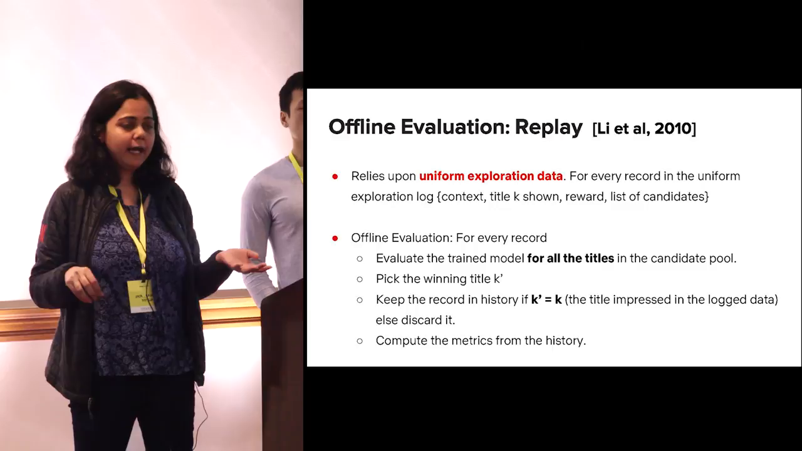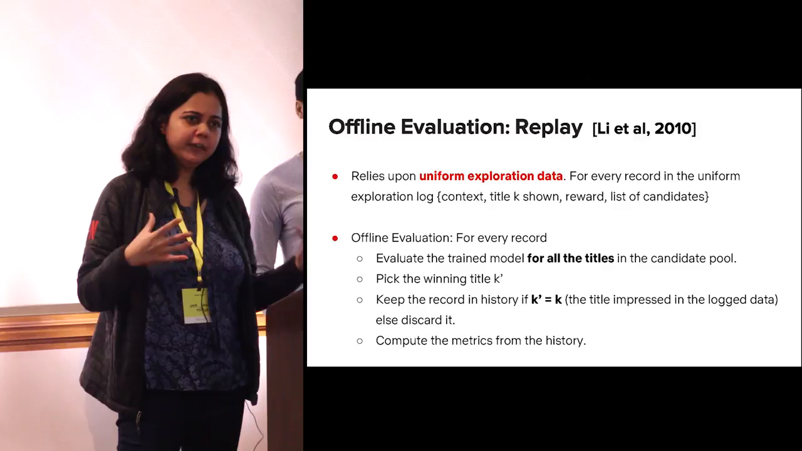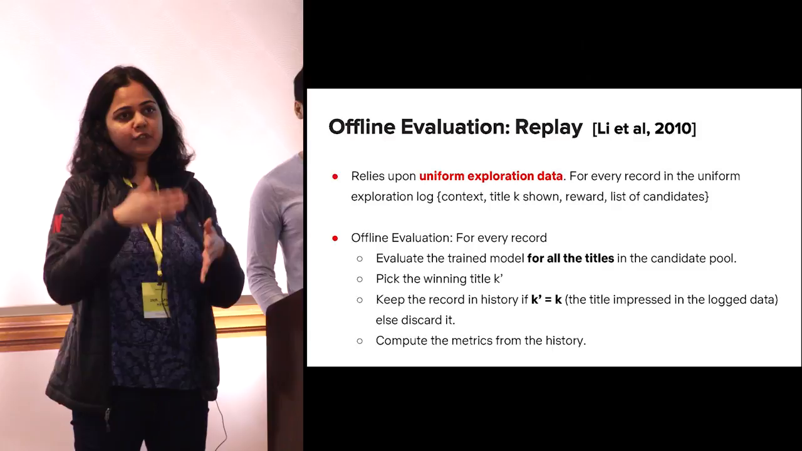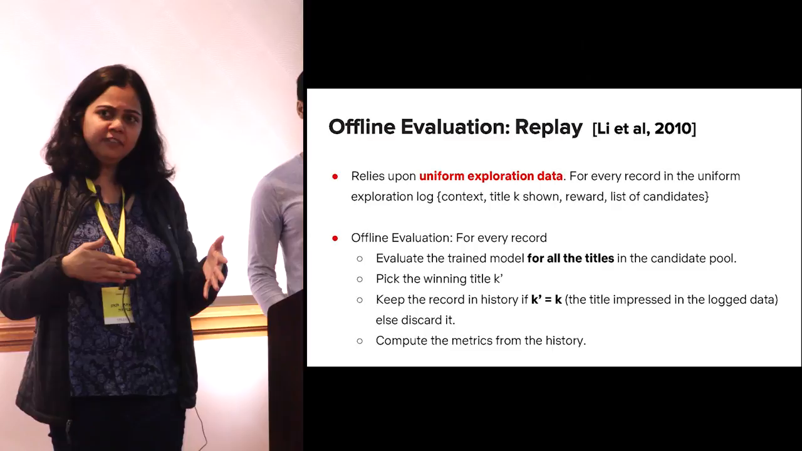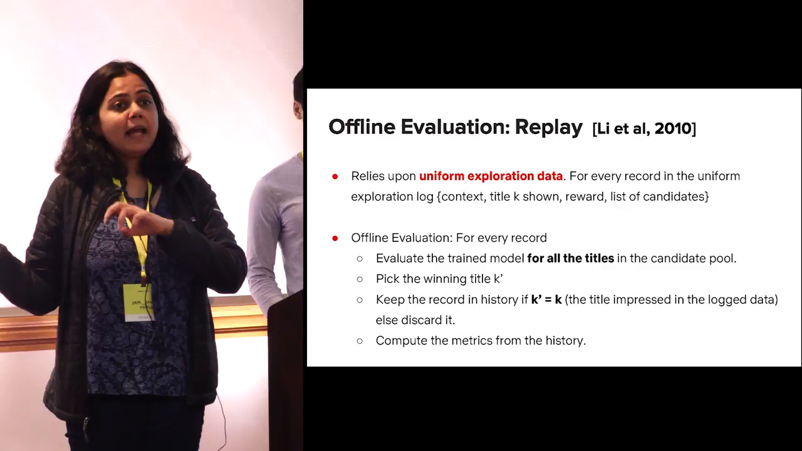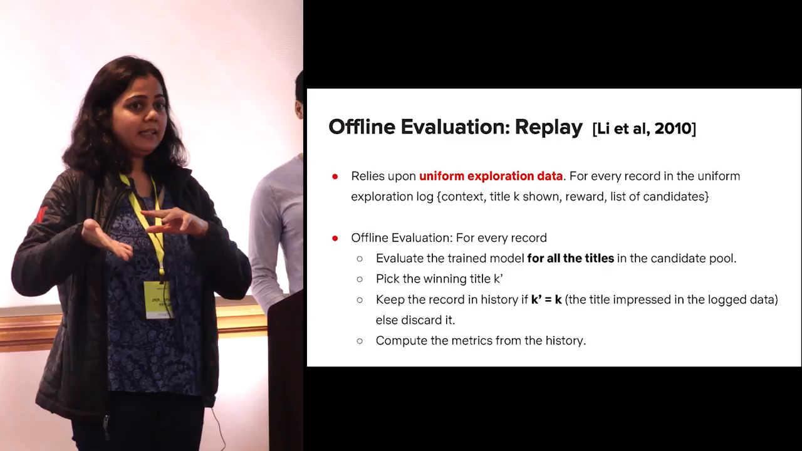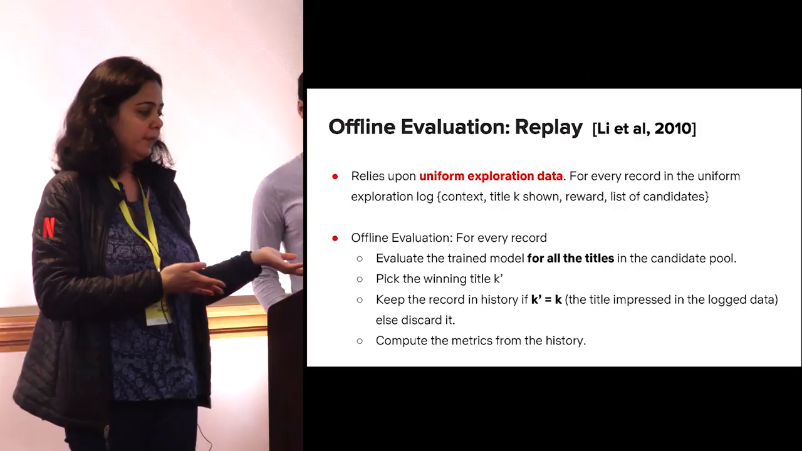So the method proceeds as follows. For every record in the exploration data, we evaluate the trained model on the list of the candidate titles. The candidate titles are the titles that could have been shown instead of the title which was shown in the exploration data. We pick the winning title according to the trained model. Let the winning title be K dash. And finally, we construct a history in which we keep a record only if the winning title K dash equals the title which was shown in the exploration log data. And finally, we compute the metrics from this history.